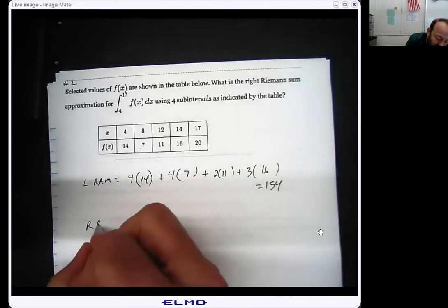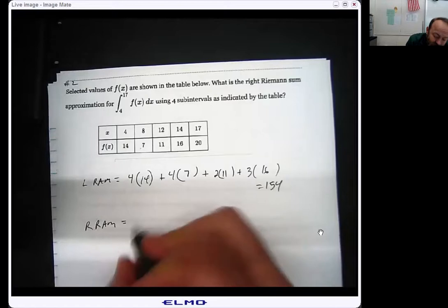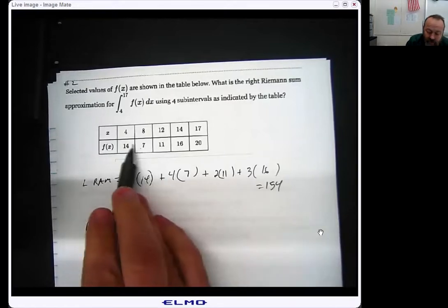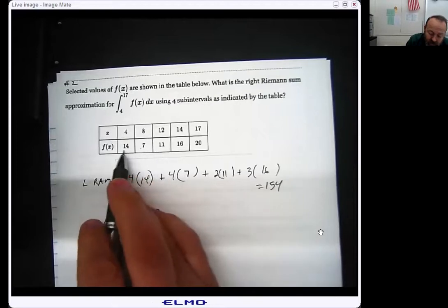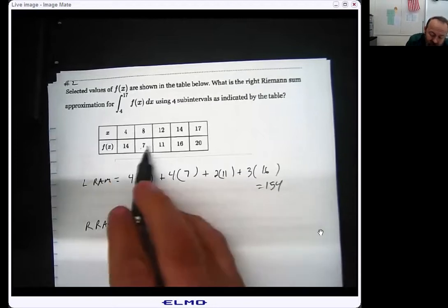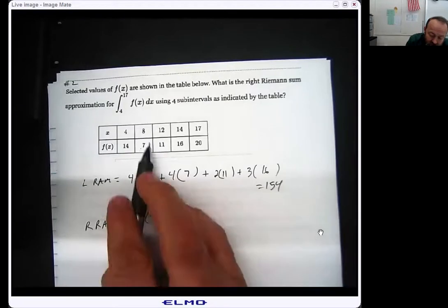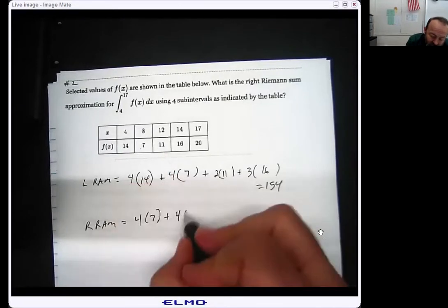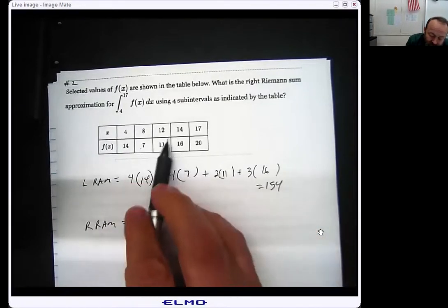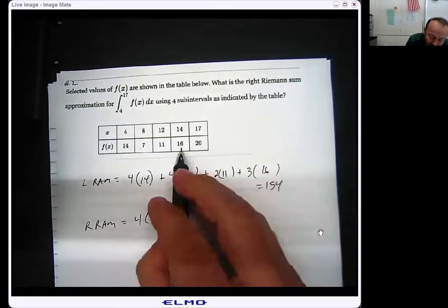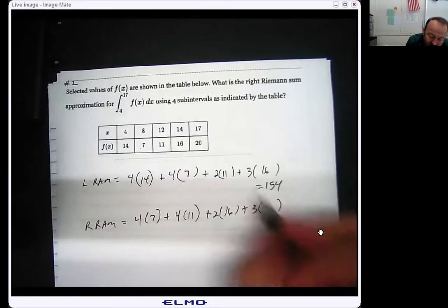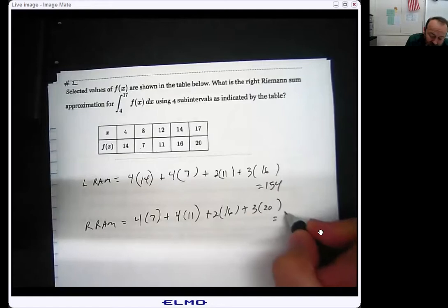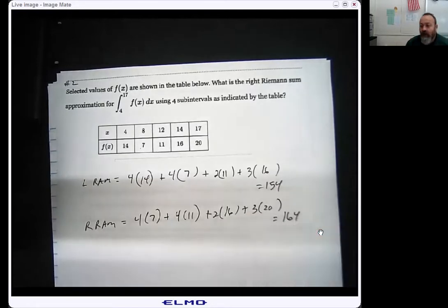Now, when we do our RAM, it's kind of the same idea. We still have a partition width of 4, but we're going to hit on the right side, not this one. So we're going to ignore the 14. Then we have our second partition here, again width of 4, but we're going to hit at the 11. Then we have our width of 2, hitting at the right edge, 16. And then here, a partition width of 3, hitting at the right edge, 20. And this time I got 164.